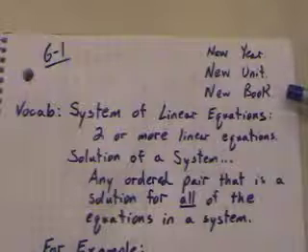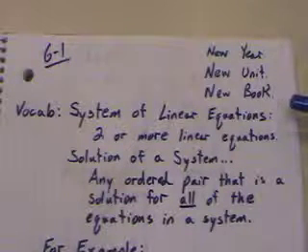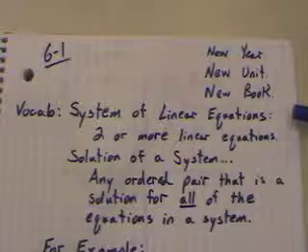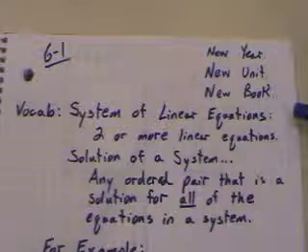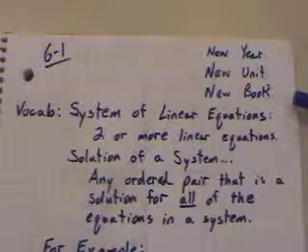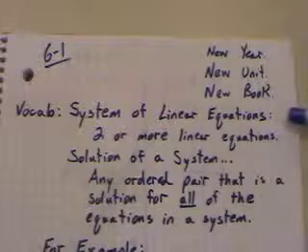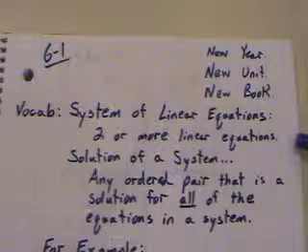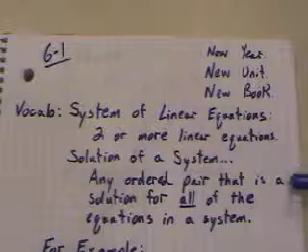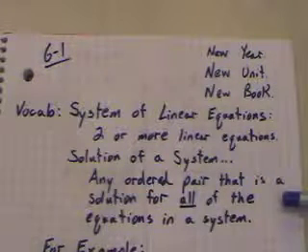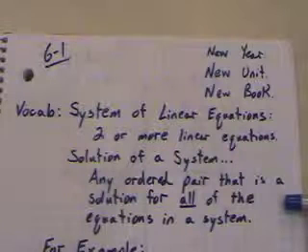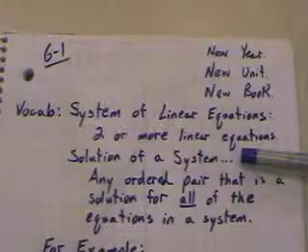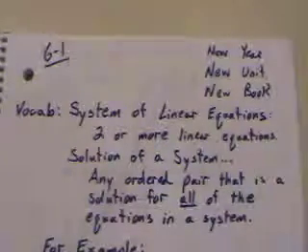So, start with your vocabulary, please. And notice that you do not have all the vocabulary that's in the lesson for 6.1. System of linear equations, 2 or more linear equations. The solution of a system, any ordered pair that is a solution for all of the equations of the system. So notice the solution for a system is going to be an ordered pair.